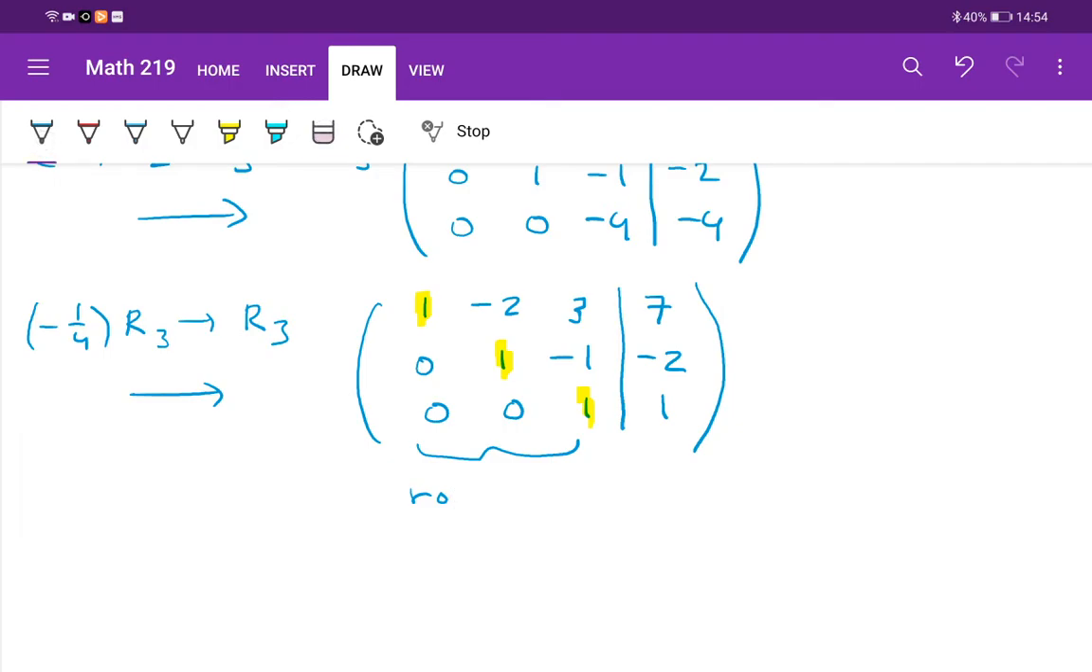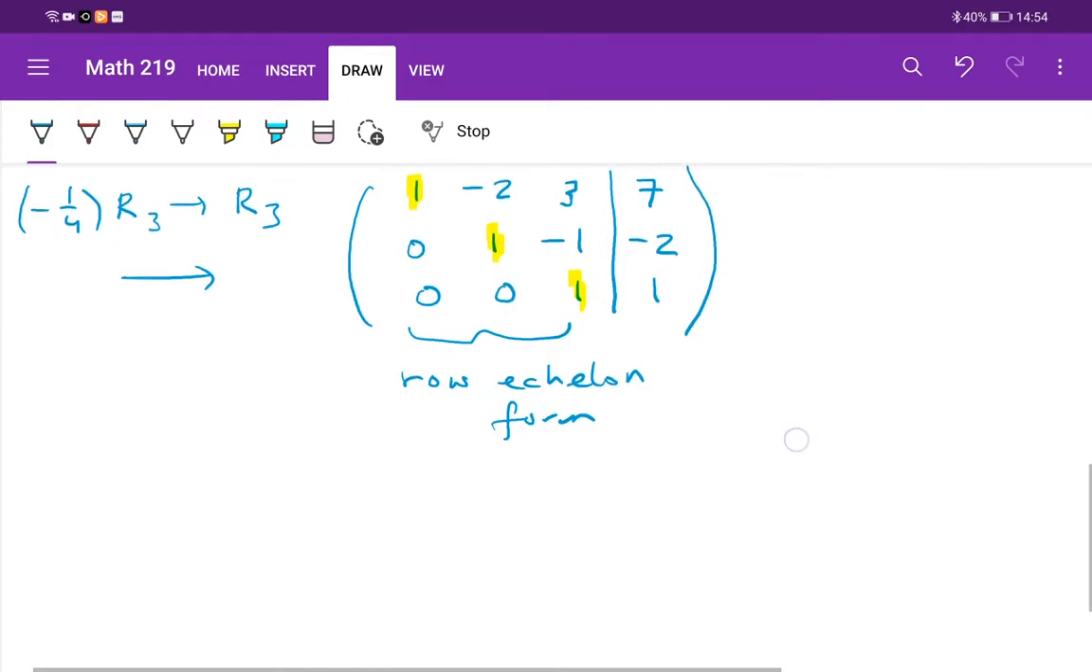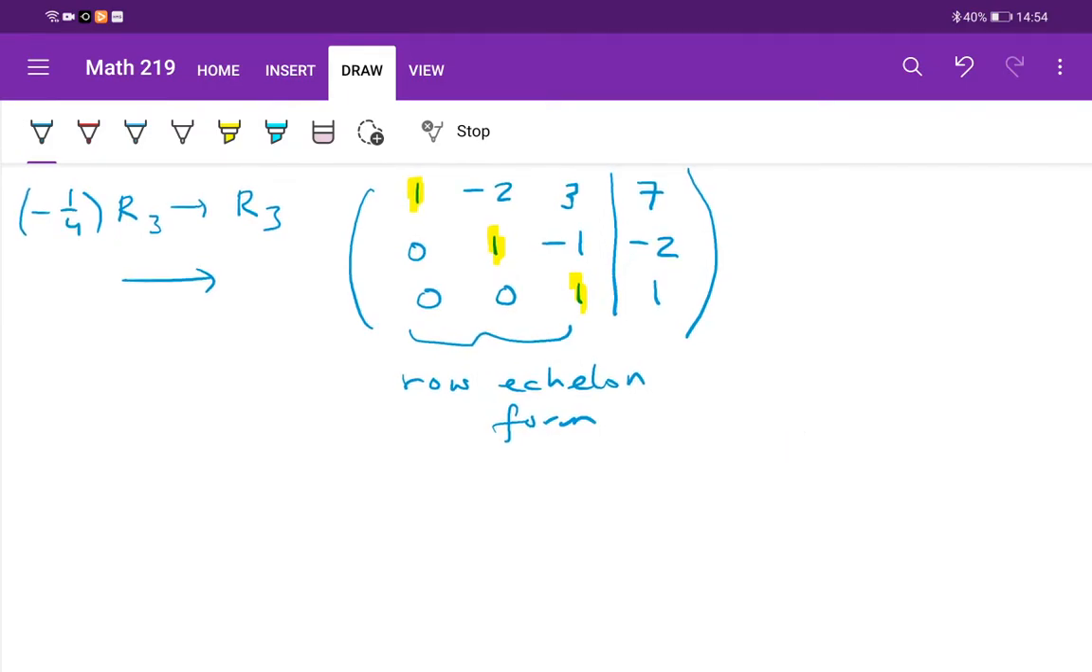Row echelon form. Okay, and so we've completed the second step of the Gaussian elimination algorithm. Okay, so the third and fourth steps state that we should look at the columns and see which ones have leading 1s and which ones do not.